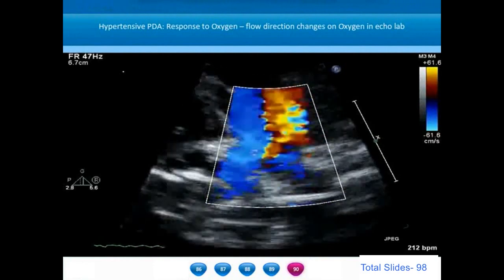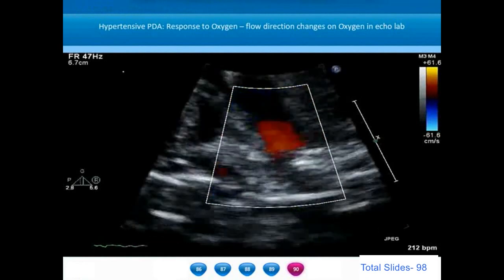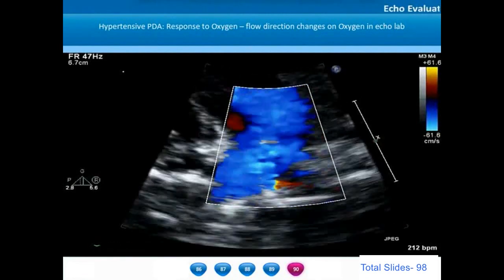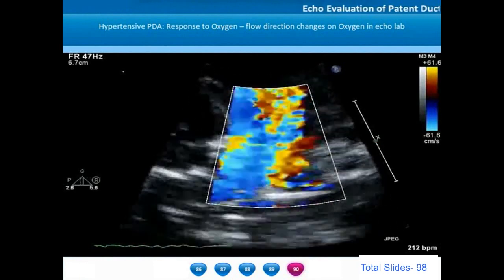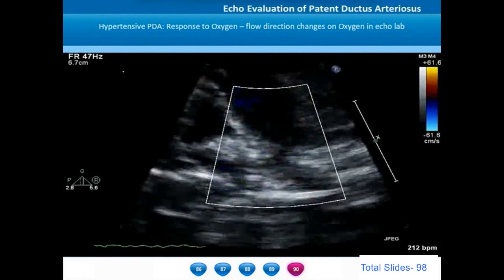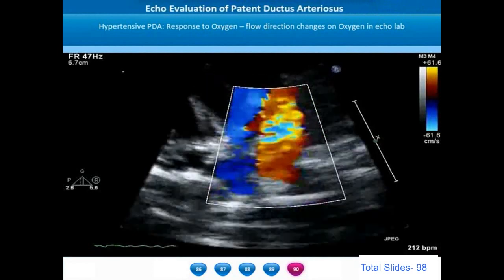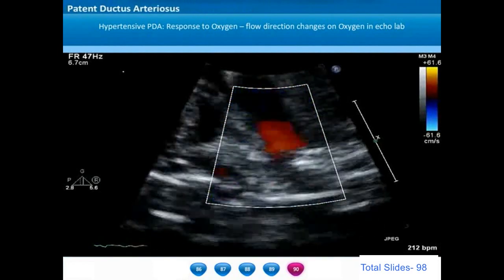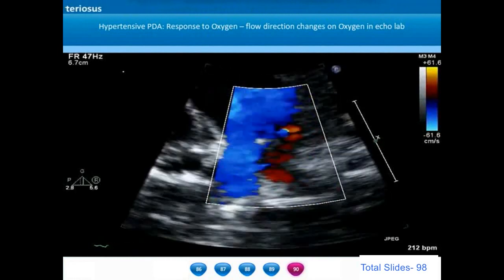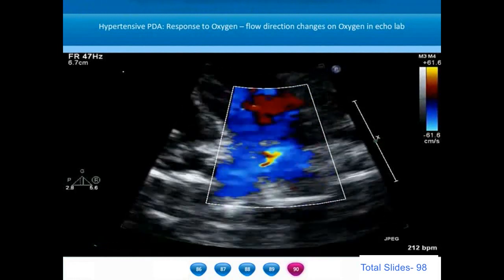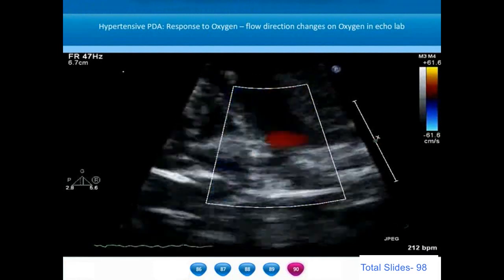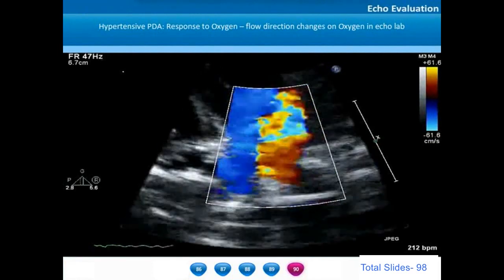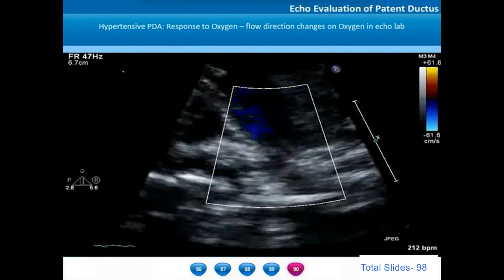After starting face mask oxygen at around 10 liters per minute in the same patient, we notice the change of the flow pattern. The ductus, which was seen in the previous frames to entirely shunt right to left, begins to reverse, and now there is flow of blood from the descending thoracic aorta back into the main pulmonary artery. We can notice a red flow into the main pulmonary artery.